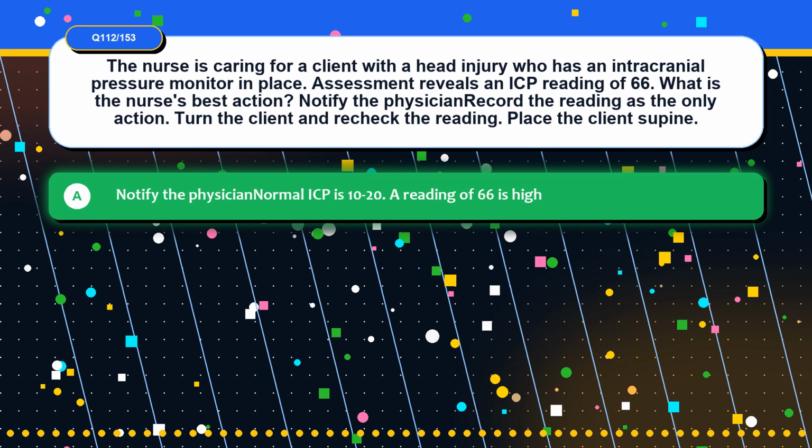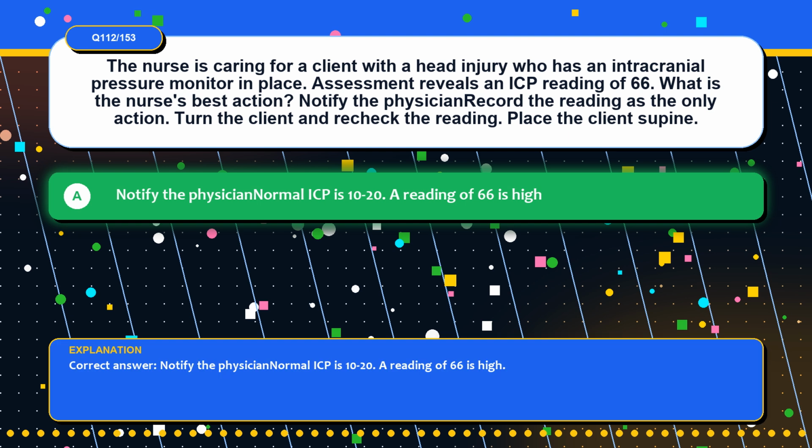The correct answer is option A. Notify the physician. Normal ICP is 10-20. A reading of 66 is high.